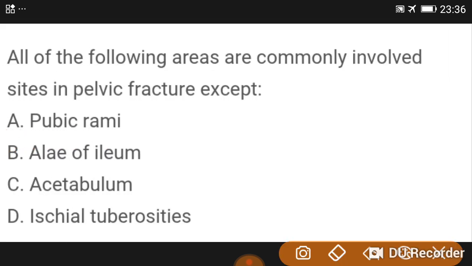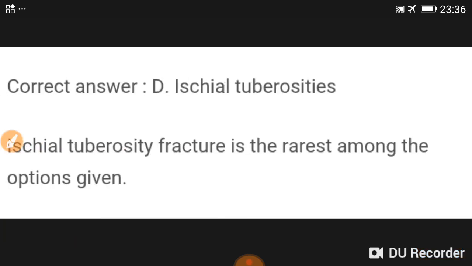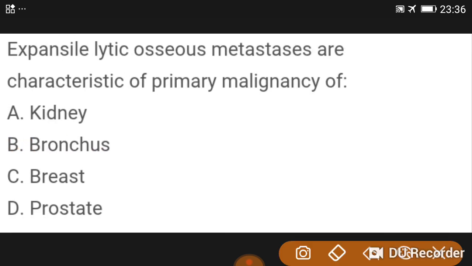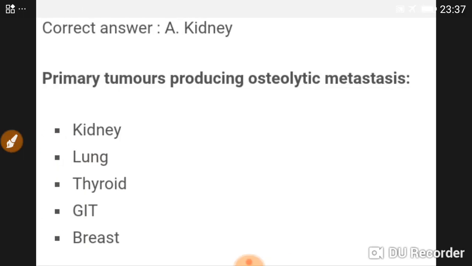All of the following areas are commonly involved sites in pelvic fracture except ischial tuberosities. Ischial tuberosity fracture is the rarest among the options given. Expansile lytic osseous metastasis is characteristic of primary malignancy of the kidney. It includes kidney, lung, thyroid, GIT, breast.